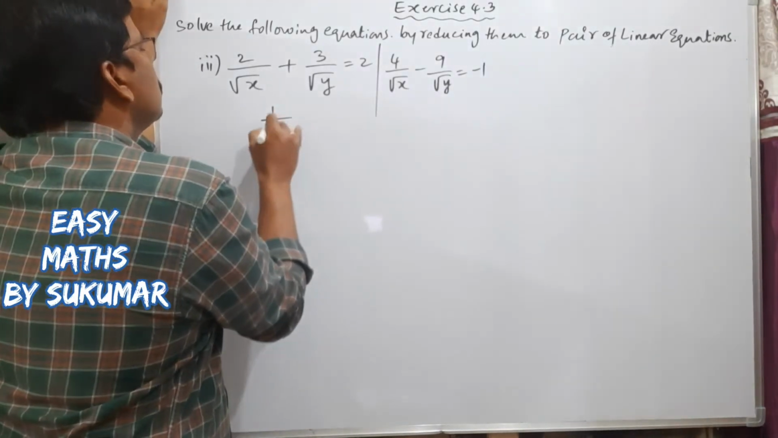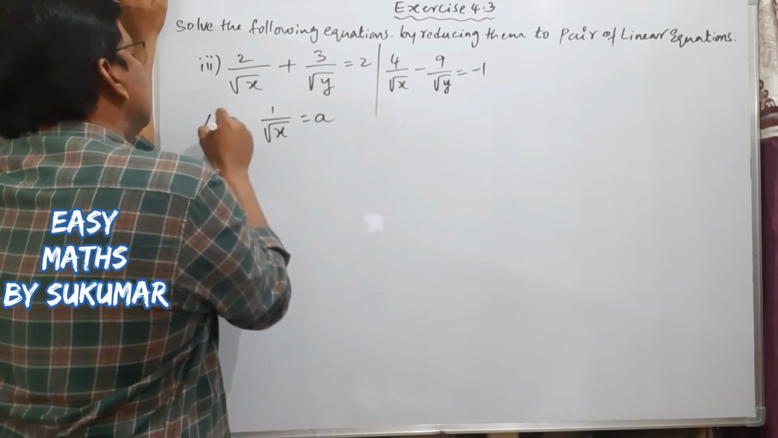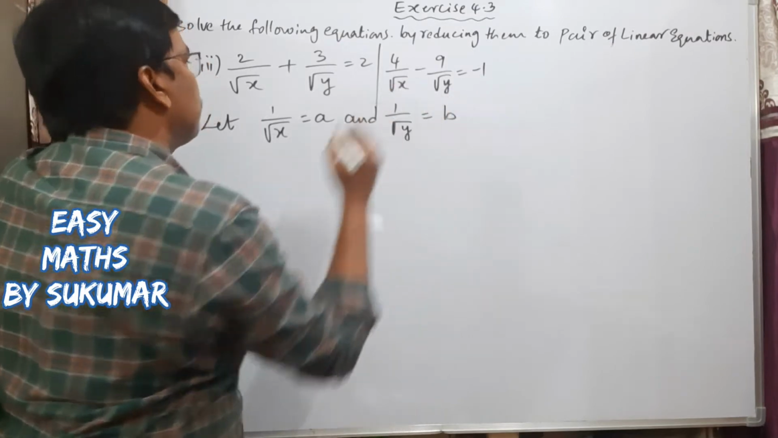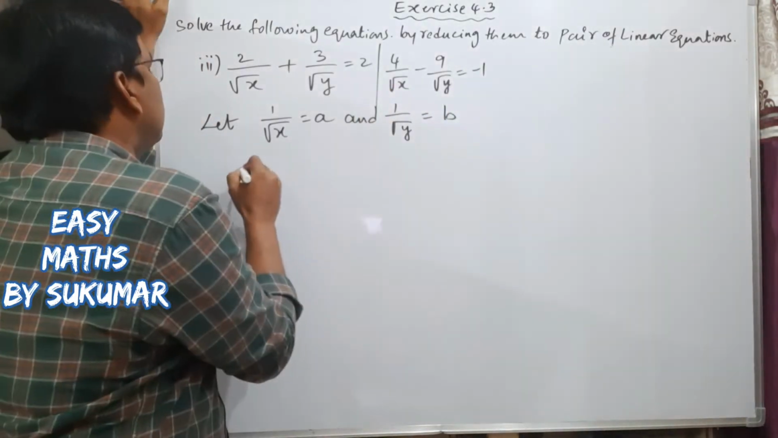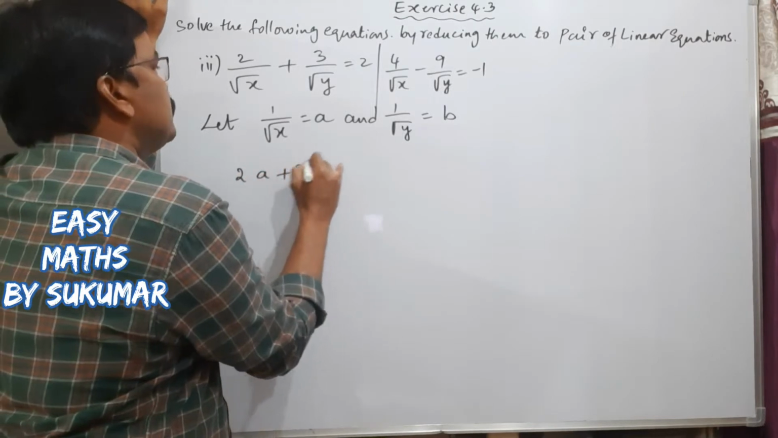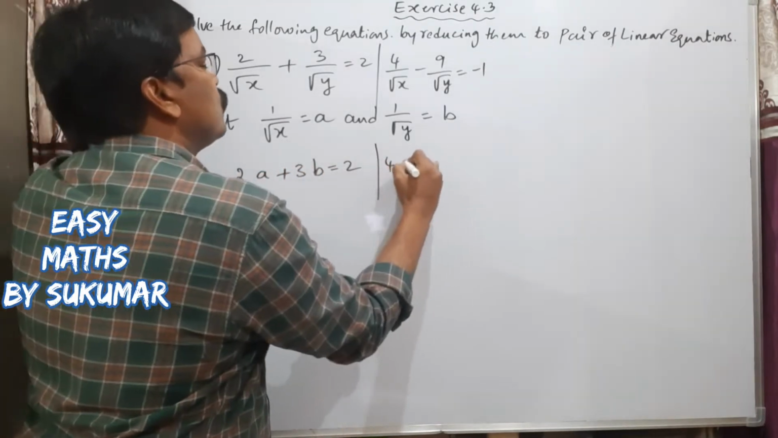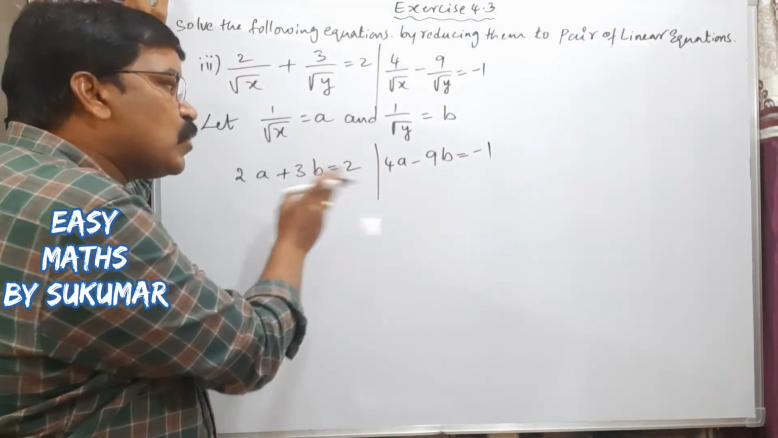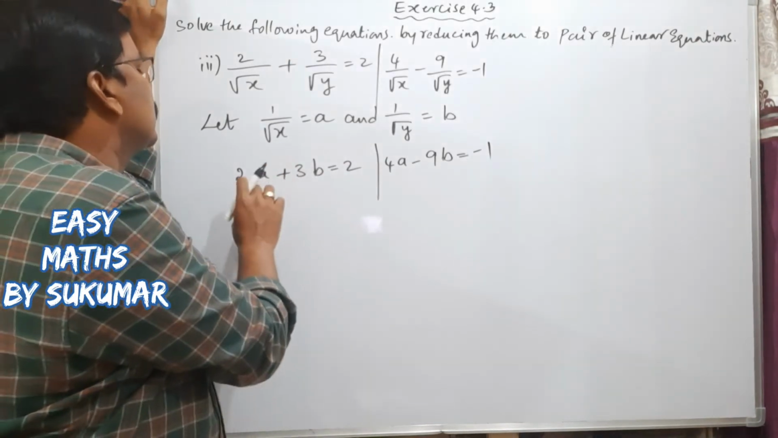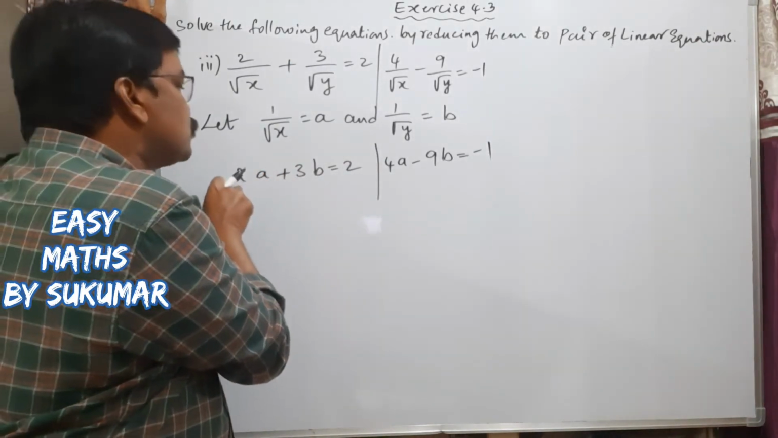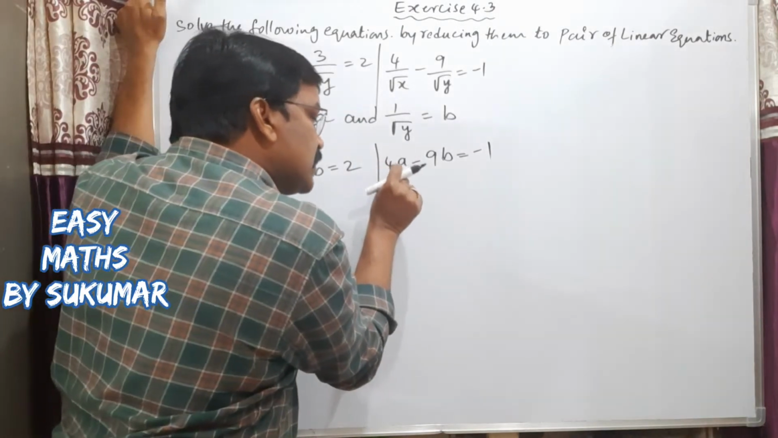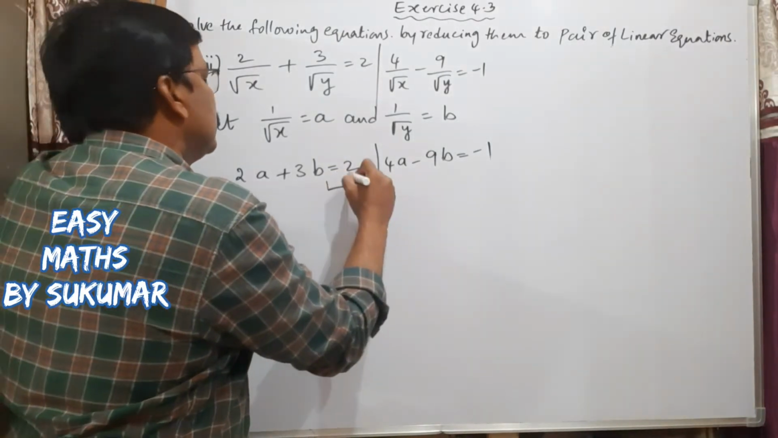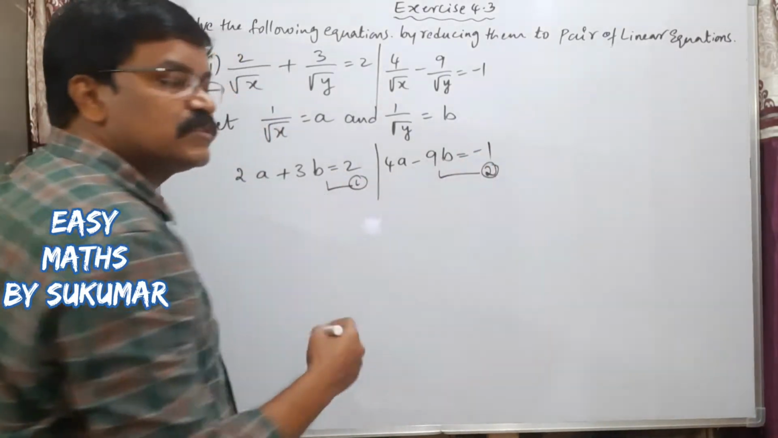Therefore, here also we can take 1 by root x is equal to a and 1 by root y is equal to b. Now these equations will be reduced to 2a plus 3b is equal to 2 and 4a minus 9b is equal to minus 1. If you observe the two equations, the coefficient of a is 2 here, but the coefficient of a is 4 there. That means we can multiply the first equation with 2, then we will get the same coefficients 4, 4.